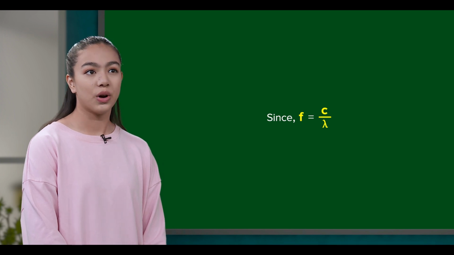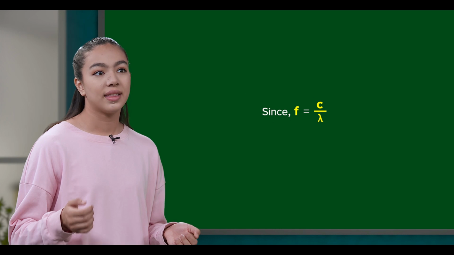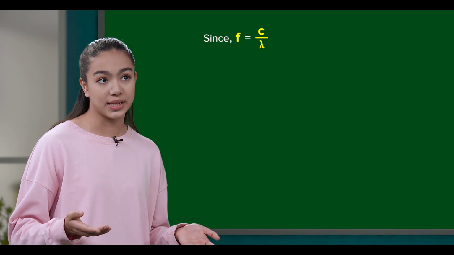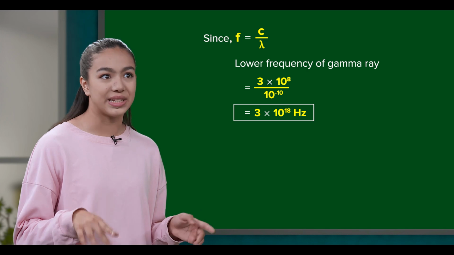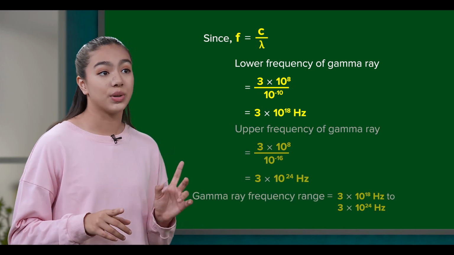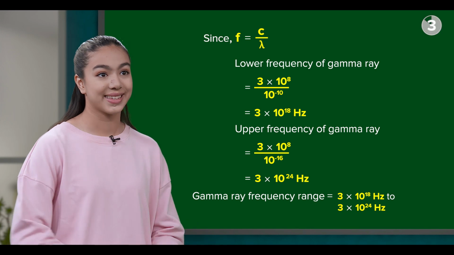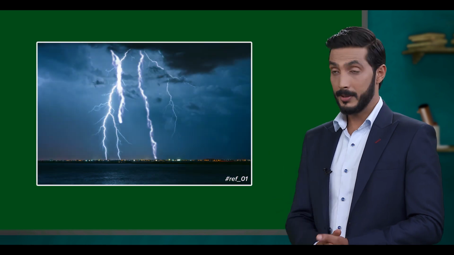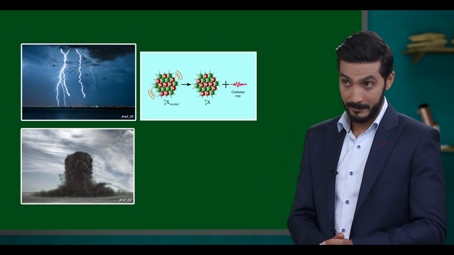As you've said before, we simply take the speed of light divided by the wavelength. That is, the lower value of the frequency comes out to be 3 times 10 to the power of 18 hertz. And the upper value is 3 times 10 to the power 24 hertz. Very good. Gamma rays are emitted from sources such as lightning, nuclear explosions, and radioactive decay.